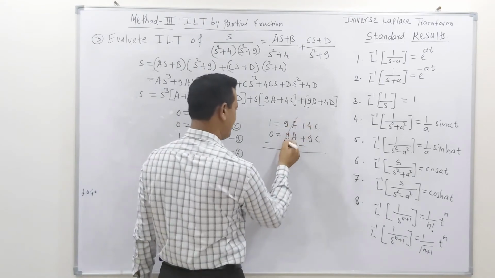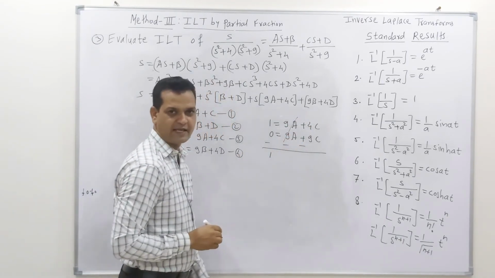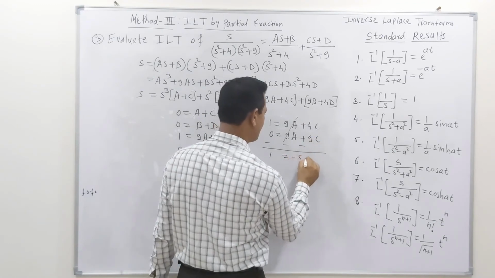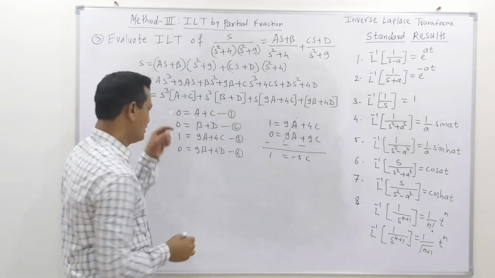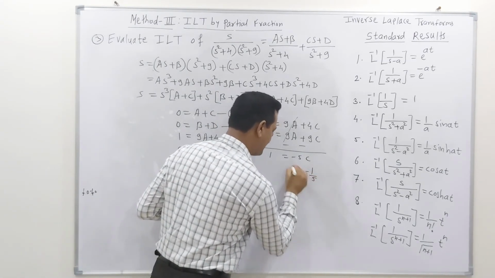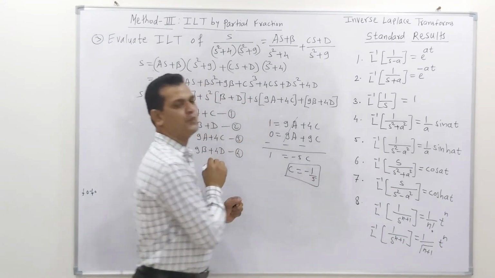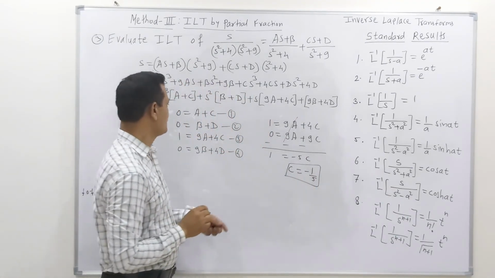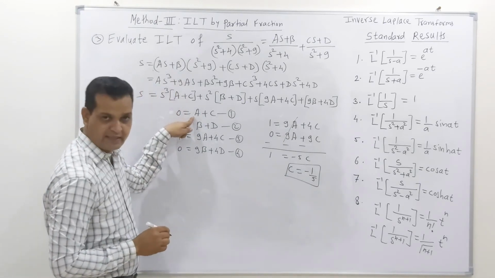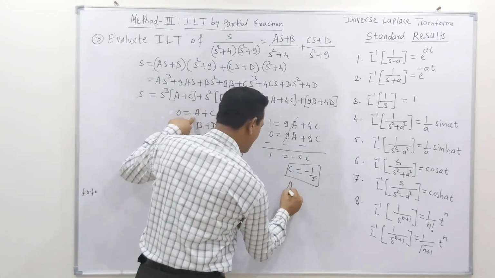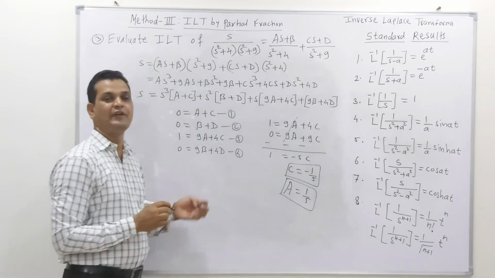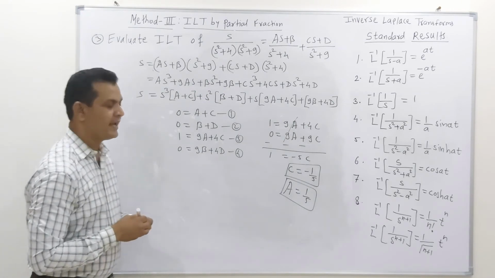So this term will get cancelled. Here we get this as 1, which is equal to minus 5c. After calculating the value of c, we get minus 1 upon 5. So this is the value of the first constant, c is equal to minus 1 upon 5. If we put this value in this equation, then we get the value of a is equal to 1 upon 5. So in this way we get the values of the two constants a and c.